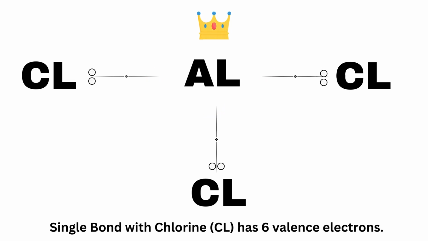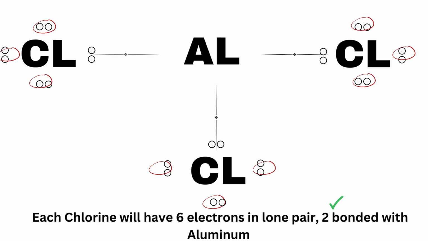Distributing the remaining electrons after forming the bonds, we have 18 electrons left, since 24 minus 6, which were used for bonding, leaves 18 electrons. So the remaining 6 electrons of each chlorine will be assigned as lone pairs on the chlorine. So each chlorine has 3 lone pairs, and aluminium will form 3 single bonds with the chlorine with 6 electrons in total.